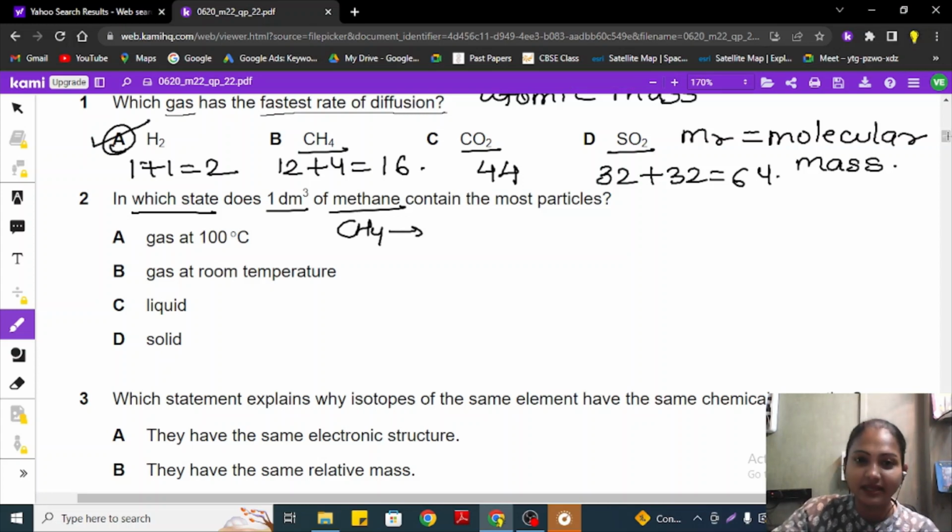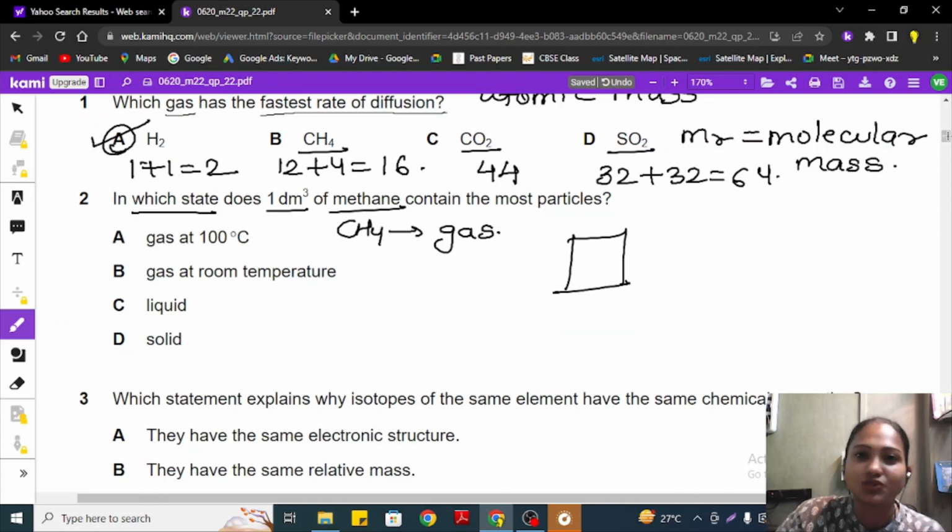Now methane in nature exists in the gaseous state. For the most particles to fit in 1 decimeter cube, you require the particles to be very close to each other, and the state where the particles are very near to each other and have strong intermolecular forces of attraction between themselves is, yes, the solid state.